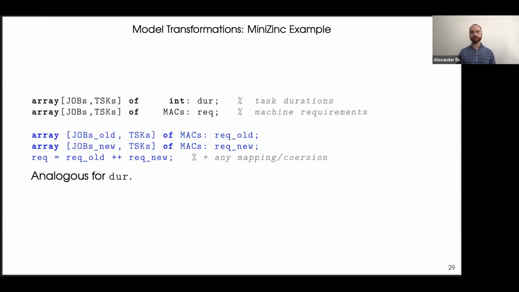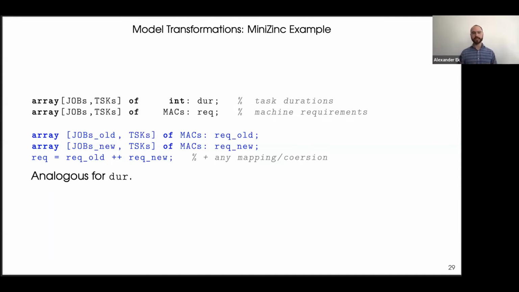Because the jobs enum was annotated, we can automatically see that the arrays that are indexed by jobs also need some kind of transformation. So here, for example, we have the machine requirements. We have the machine requirements for the old jobs. We have the machine requirements for the new jobs. And then we need to add them together to make the requirement, right?